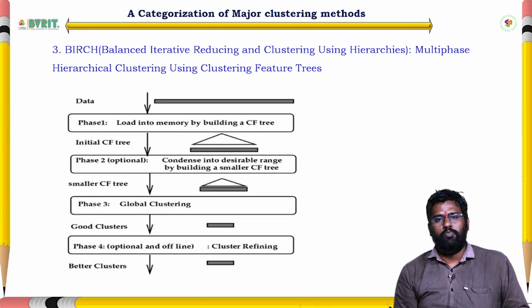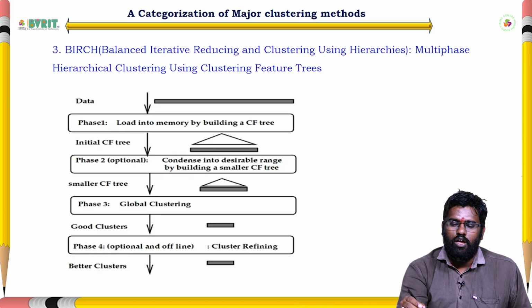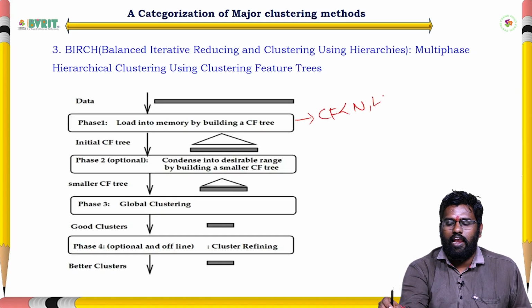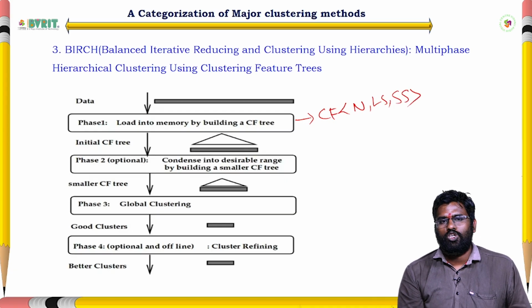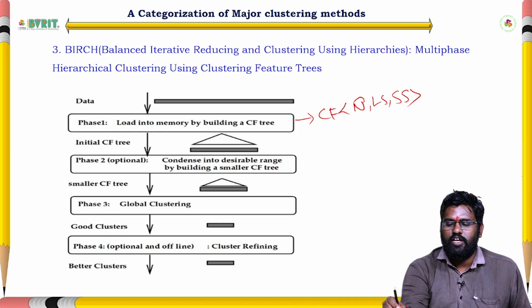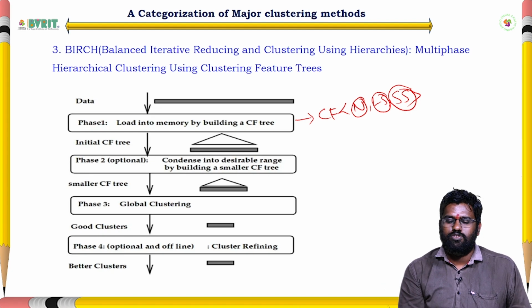The next method, the BIRCH method. BIRCH means balanced iterative reducing and clustering using hierarchies. In the BIRCH method we need to iterate the process until the last. These are the steps we are taking here. First we have to load into the memory by using a CF tree. A CF tree contains N, LS, SS in its CF structure. CF means clustering feature. N means the number of data points, LS means the linear sum of values and SS means the sum of squared values. And then based on the tree we have to build the divisible CF tree with the leaf nodes.